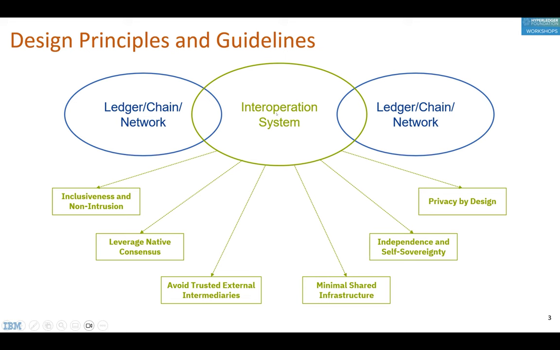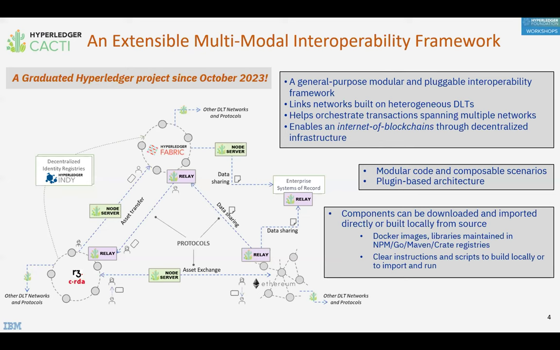So we want to build solutions which will work regardless of whether you're trying to make two Fabric networks interoperate, or you're trying to make an Ethereum network interoperate with a Corda network or what have you. So that brings us to how we envision Cacti. Cacti is a general purpose, modular and pluggable interoperability framework. It is envisioned to link networks that are built on heterogeneous DLTs, which means any different kind of DLTs. We are not concerned about what's happening inside the DLTs. We're just focusing on providing a solution for those DLTs to interoperate with each other.